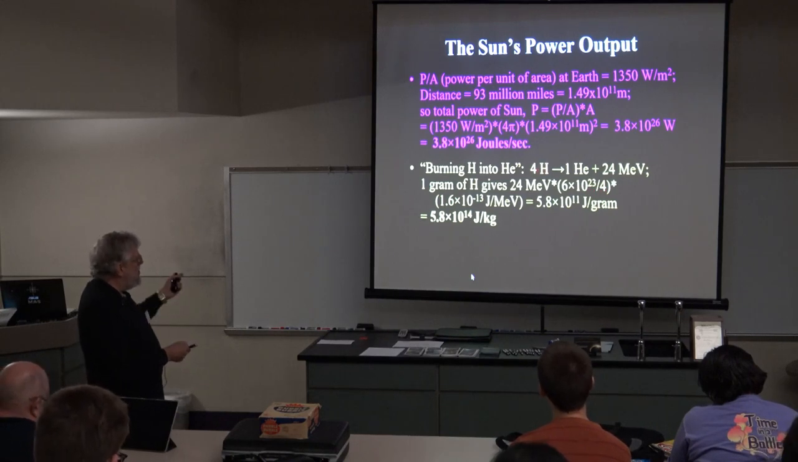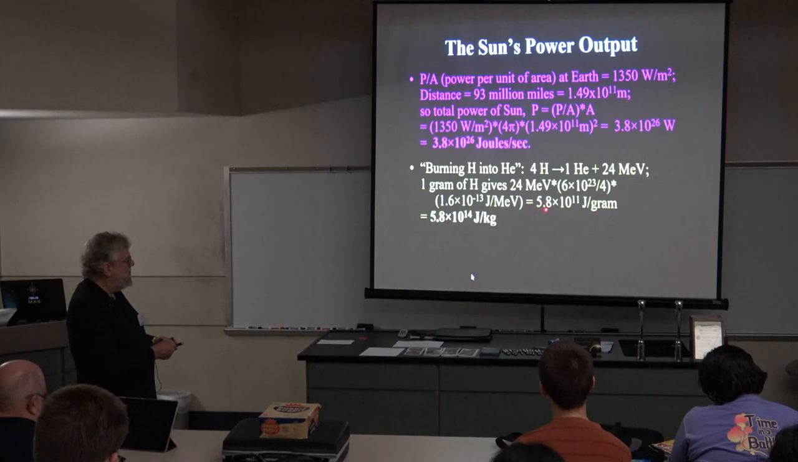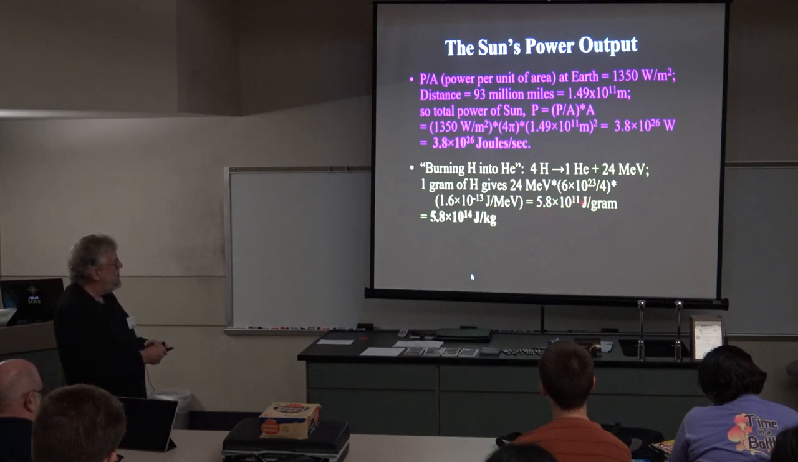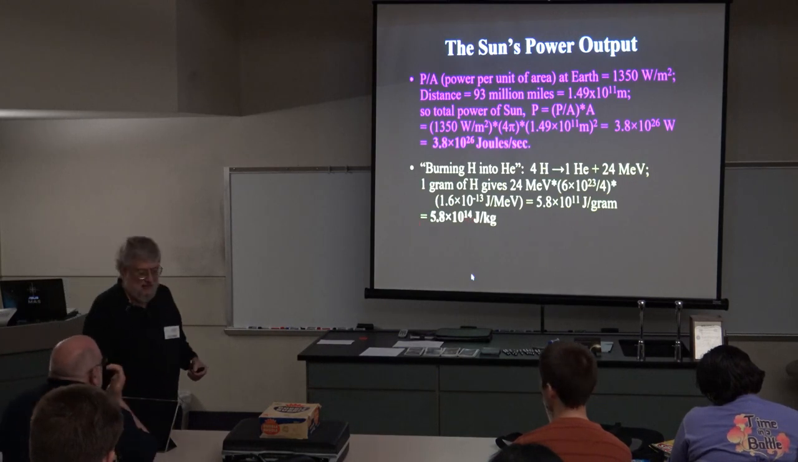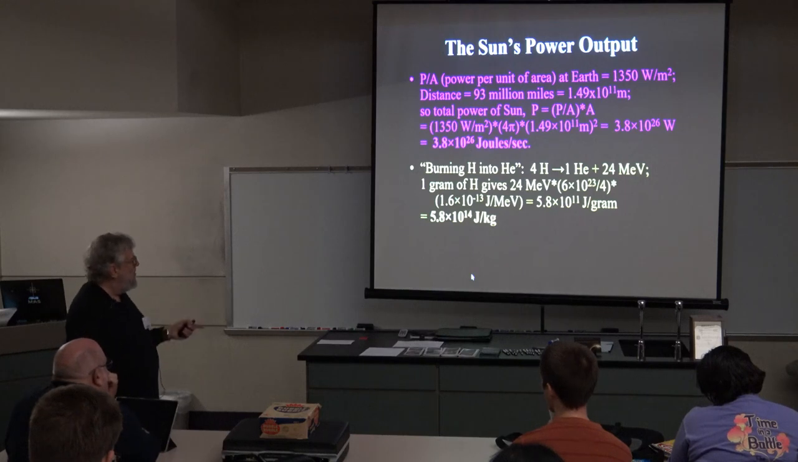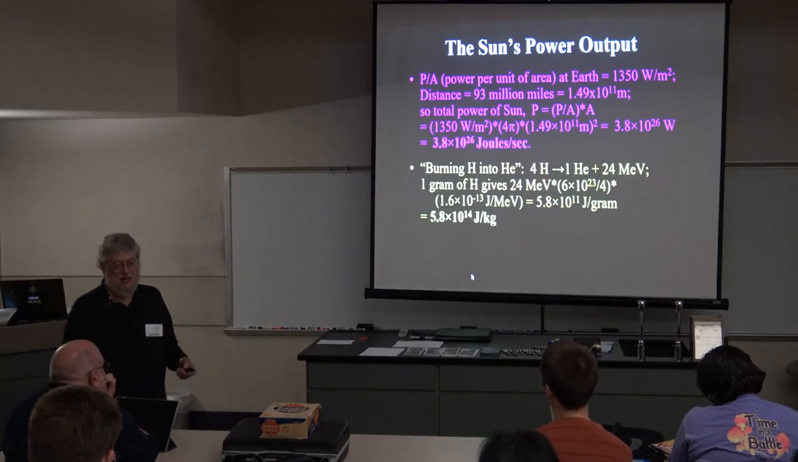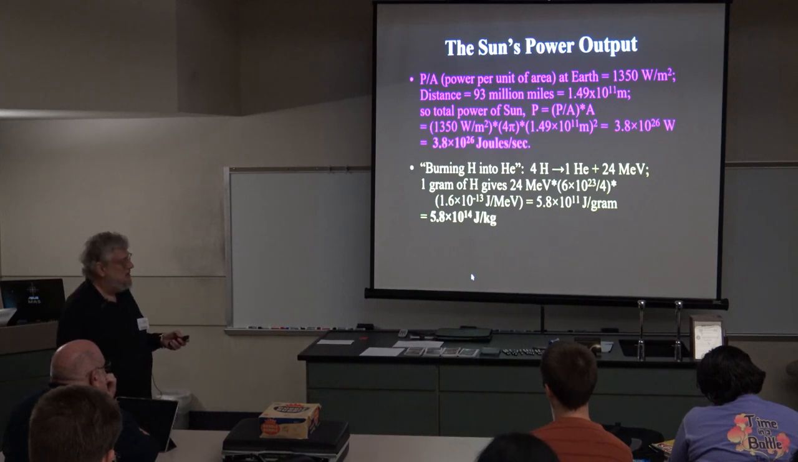And for 1 gram of hydrogen undergoing this reaction, we get 5.8 times 10 to the 11th joules per gram, or 10 to the 14th joules per kilogram. Now that's a tremendous amount of energy from 1 gram or a kilogram, which is about 2.2 pounds. So when this reaction takes place within the interior of the sun, huge amounts of energy are released beyond our ability to even comprehend it.